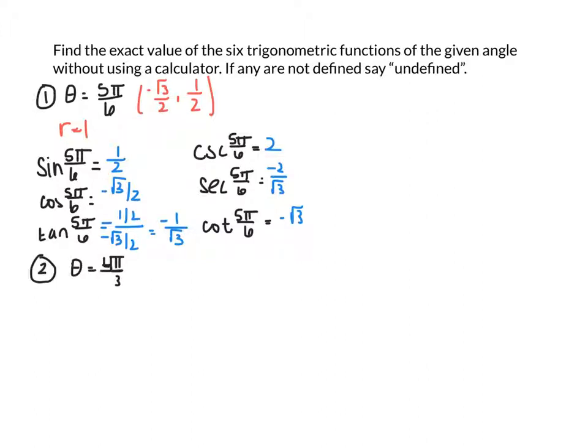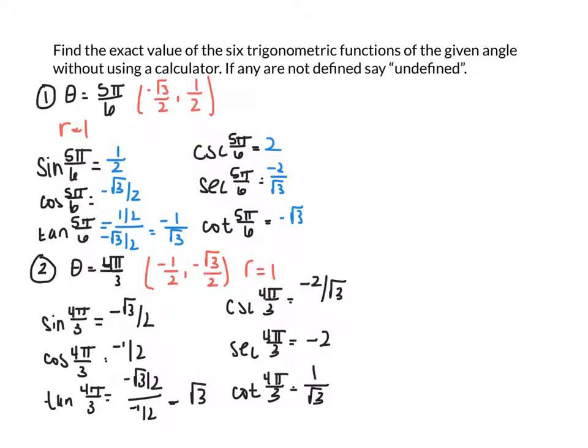So now to do the same thing, but with theta being 4 pi over 3. Find that on your unit circle, find its x and y coordinates, and then find the 6 trig functions. So if you find 4 pi over 3 on your unit circle, which means the radius is 1, then your x coordinate is negative 1/2, your y coordinate is negative root 3 over 2, so sine would be negative root 3 over 2.